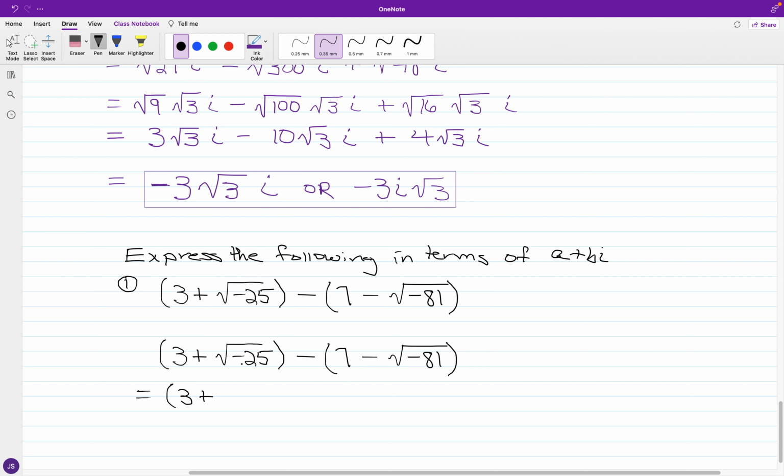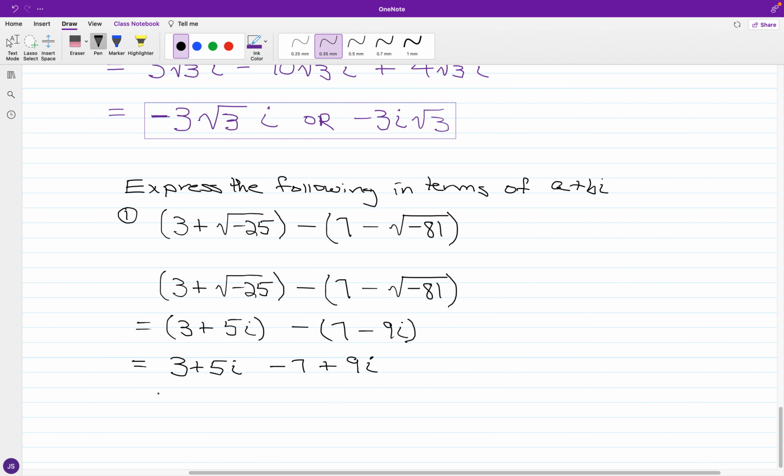Now we have the square root of 25 times i, so that would be 5i. And we got minus the quantity of 7 minus the square root of -81. The square root of -81 is going to be 9i. And here I can remove the parentheses. So you have 3 plus 5i. Removing the next group of parentheses, you're going to have 7 to be subtracted, and the -9i becomes plus 9i.